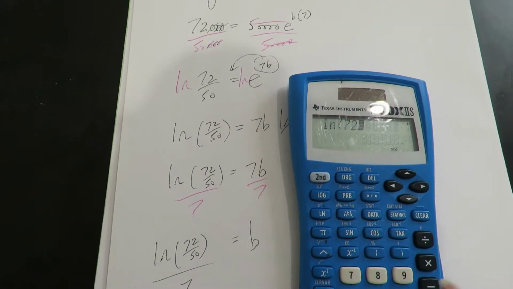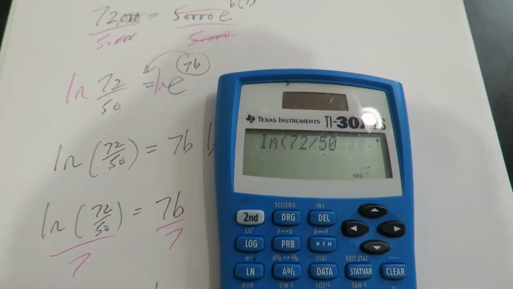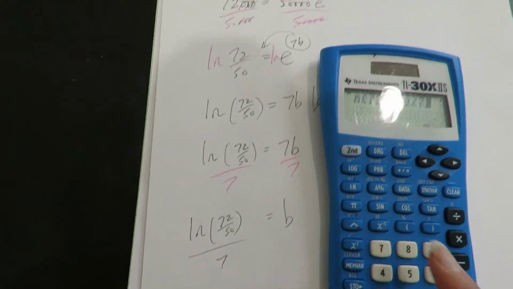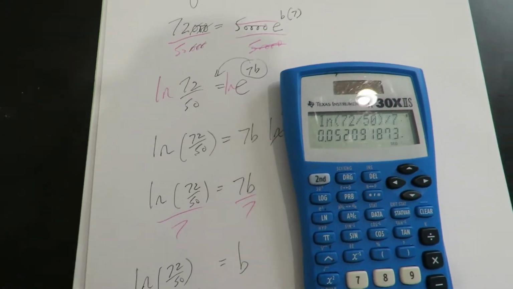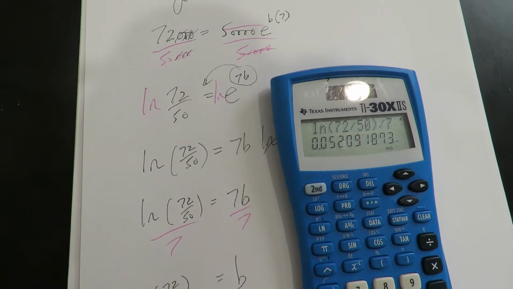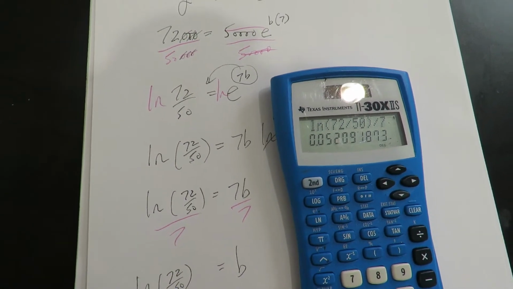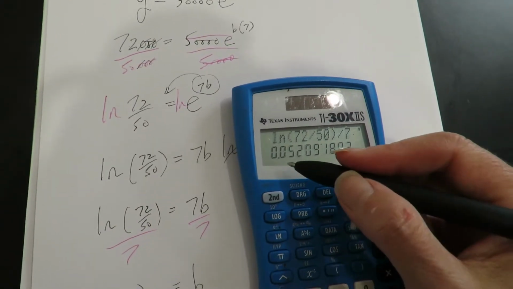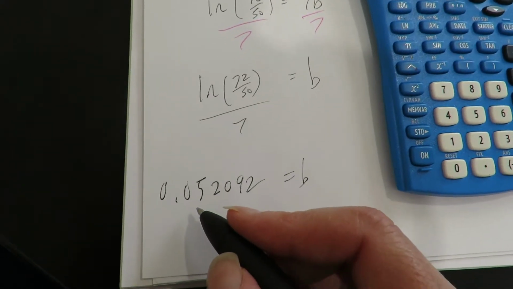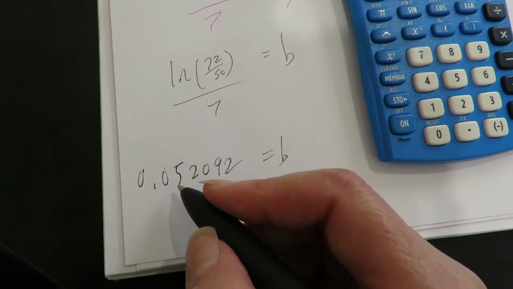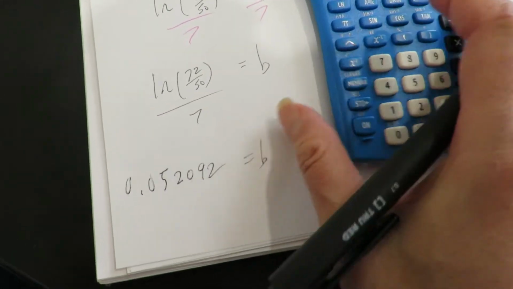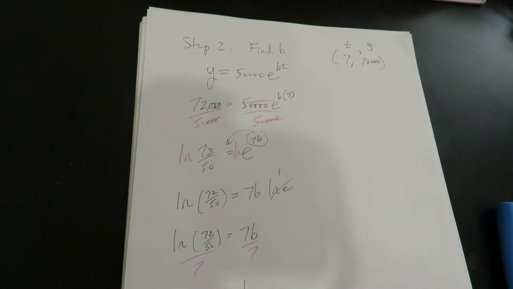Okay, so 72 divided by 50, close those parentheses. Okay, good. Divided by 7. All right, lots of decimals on this, please. 0.052092. Okay, gang, notice it's positive because antique cars go up in value, okay? So they should be increasing with value with time. So that's why this guy's positive.